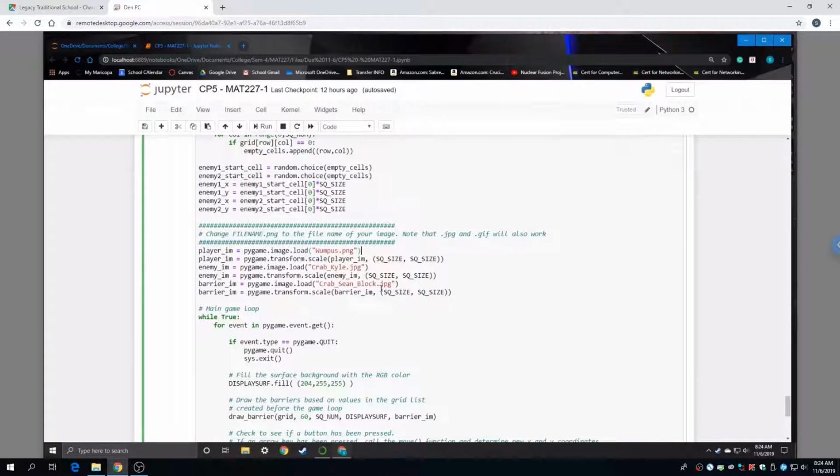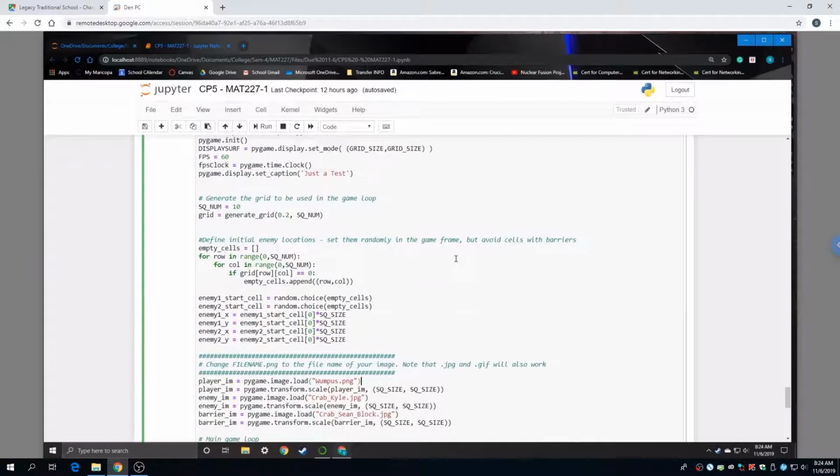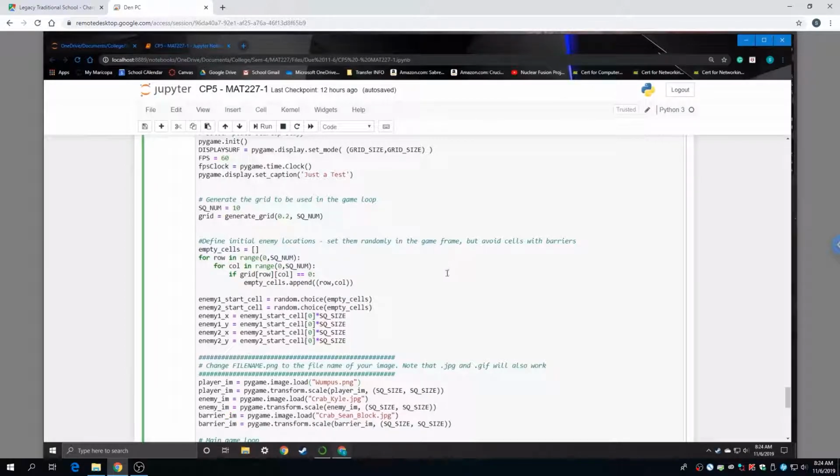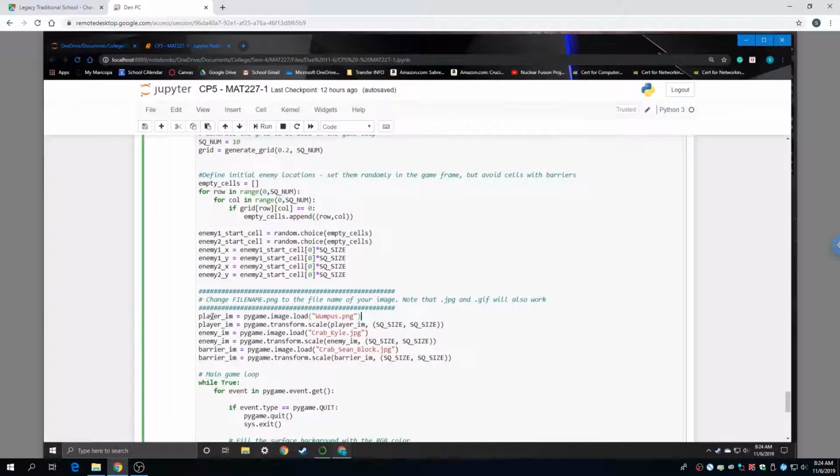Hi, this is Kyle, and I'm working with Sean, and this is the final function of the game so far. And this is showing you the images right here in the line of the player, the enemy, and the barriers. And it's also scaling them to the cells as well. So here you can have the player as a wampus, the enemies as a crab, or the barrier as like a block as well. So now I am going to run it and show you how it works.